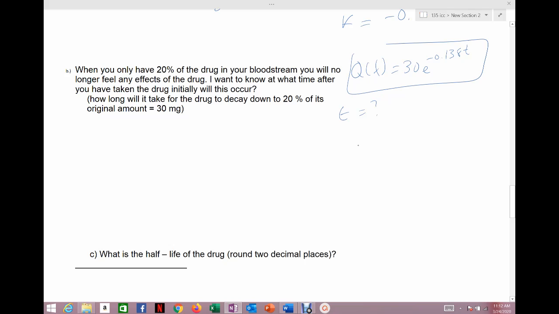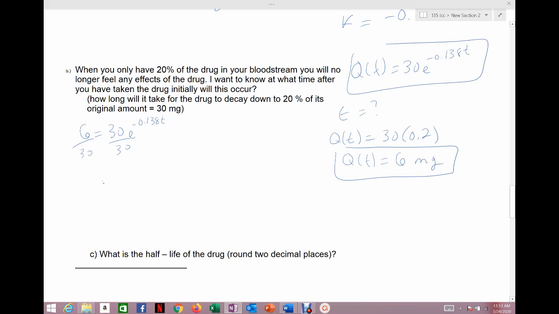Now, there's two ways to do this. There's the set it up way, meaning we want to find the time where we get down to 20% of what I started with. I started with 30, so I take my 30 times 20%, and I want to know when I've decayed down to 6 milligrams. 6 milligrams is how much you have left in your bloodstream when 30 milligrams have decayed down to 20%. 6 is 20% of 30. Then you can use that to solve. So I'd set 6 equal to my 30e raised to the k times time and solve for time.